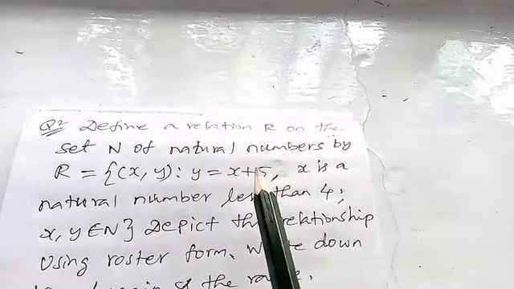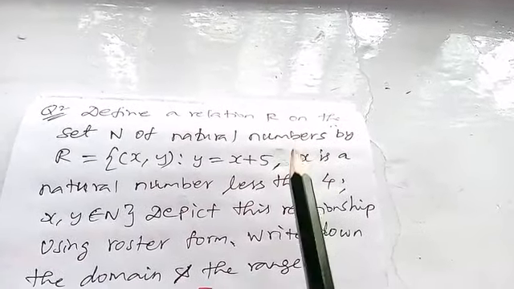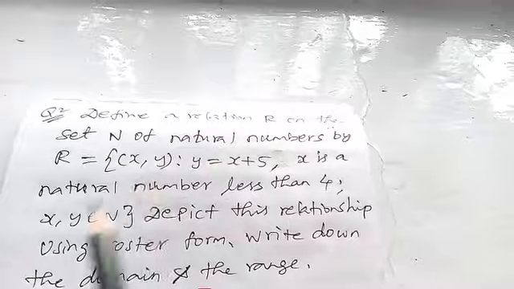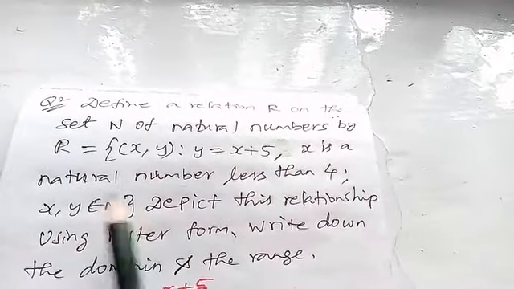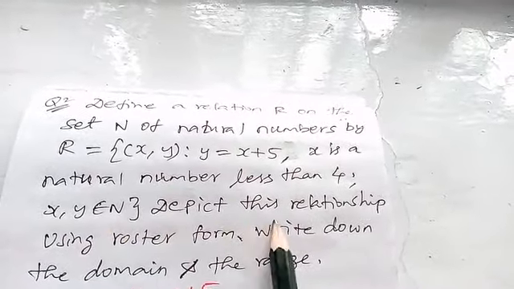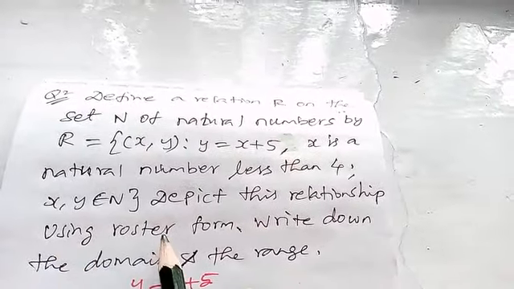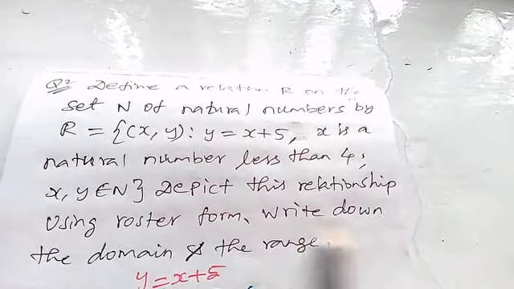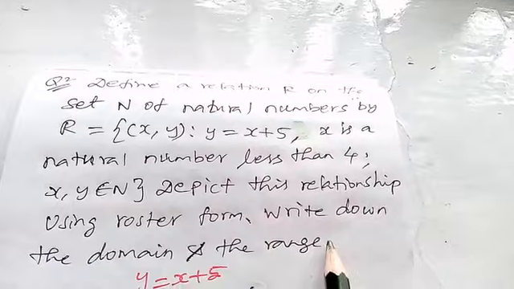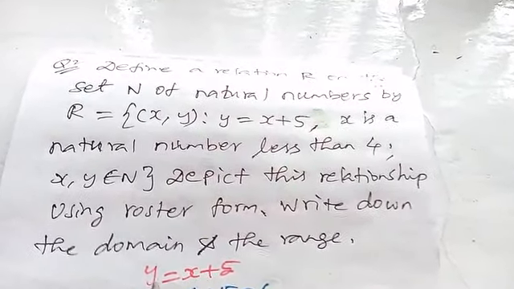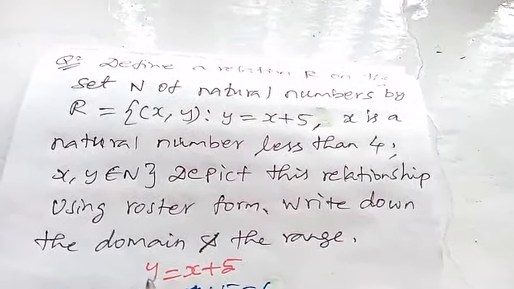Natural numbers start from 1. Less than 4 means x has only 3 values: 1, 2 and 3. Right? X and y belong to N, the natural numbers. Depict this relationship using roster form. Write down the domain and range. So the condition is y equal to x plus 5.